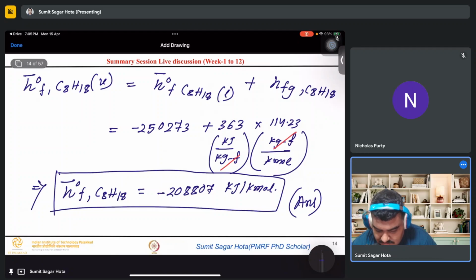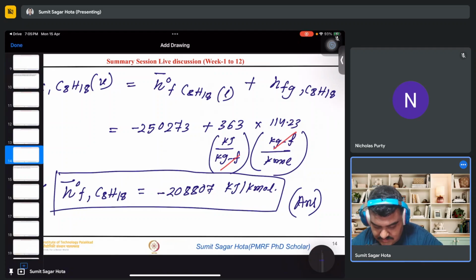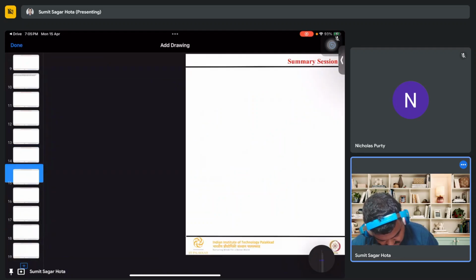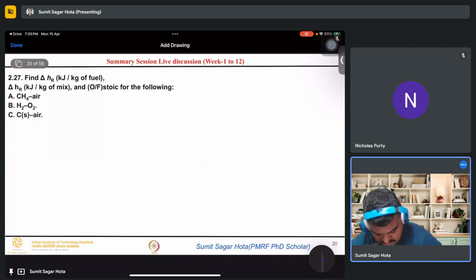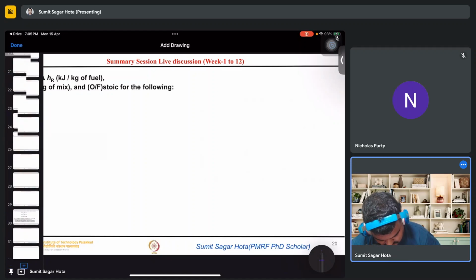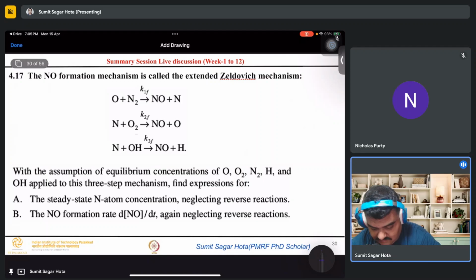So we'll just quickly go through some of the questions with similar concepts. You can please keep this, 2.27. I think we can skip this also. Yeah, in chapter 4 we will solve one problem. So this problem we will solve. The NO formation mechanism is given.